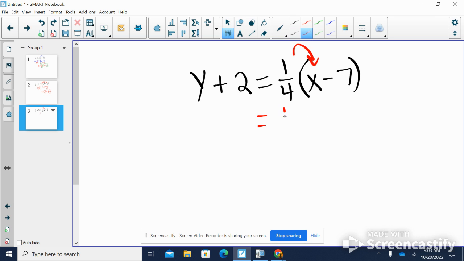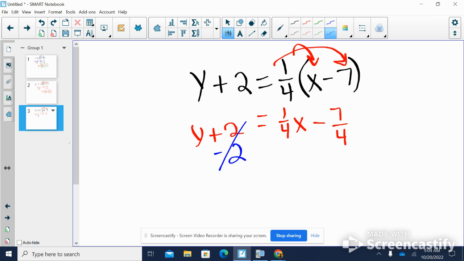So I get 1/4 x, and then 1/4 times negative 7 is negative 7/4, or negative 1.75. Right? I like to keep things as fractions just so it is exact. And we'll bring down the y plus 2. Now, to get the y by itself, I'm going to have to subtract 2. That's the opposite of adding 2. I need to subtract 2.